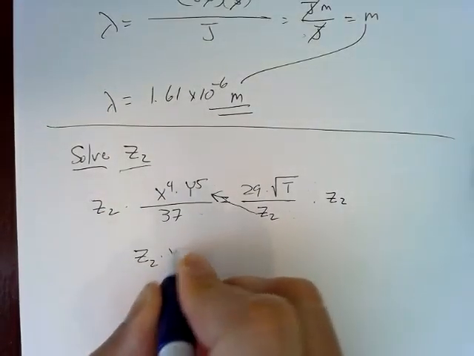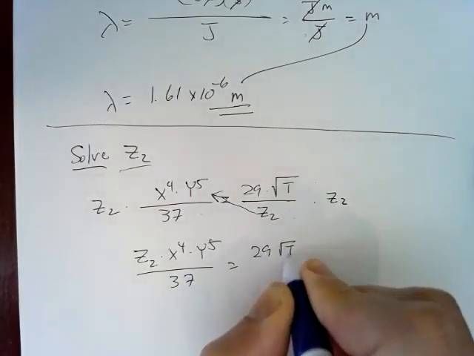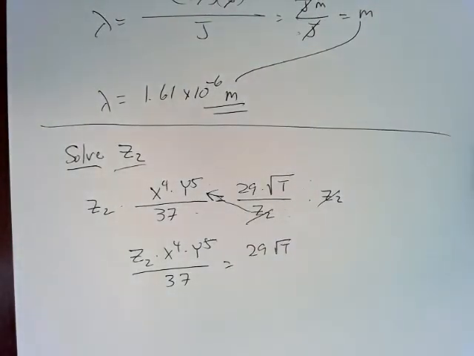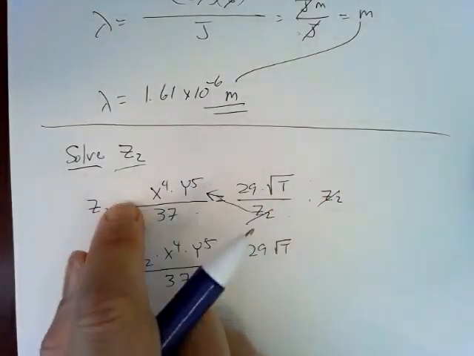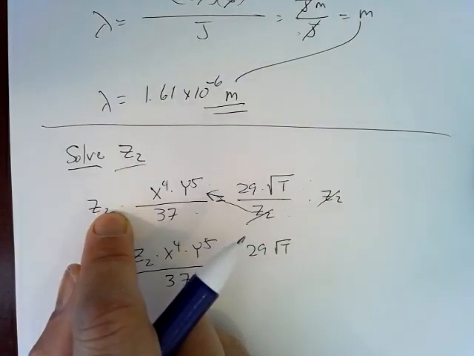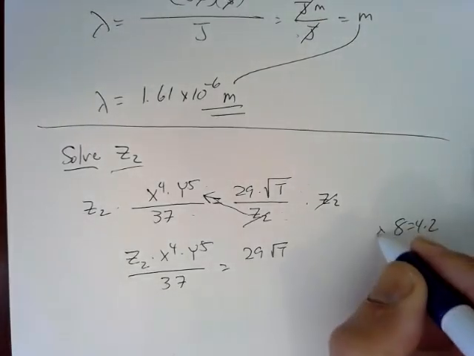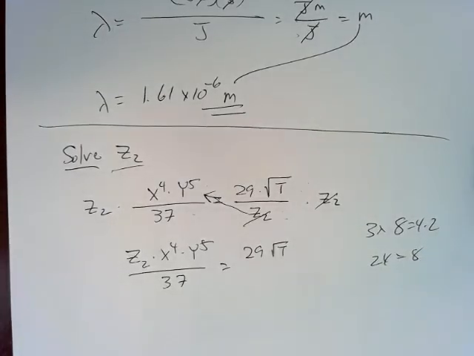So we get z2 times x to the fourth times y to the fifth over 37 is equal to 29 times the square root of t. And then in this case, the z2's would cancel, which is why we multiplied by z2 in the first place. Key thing here again is anything we do to one side of the equation, we have to do to the other side of the equation. Otherwise, we ruin the equality. If I say 8 is equal to 4 times 2, I have a true statement. But if I just come along and multiply this side by 3, then I say 24 is equal to 8, and that's nonsense. But if I multiply this side by 3 as well, now I'm back into having a valid equality. Doing exactly the same thing with symbols.